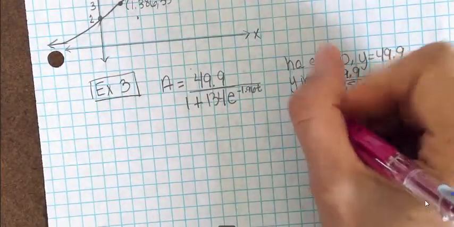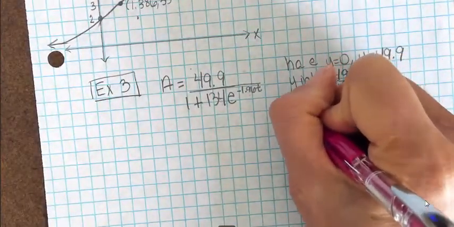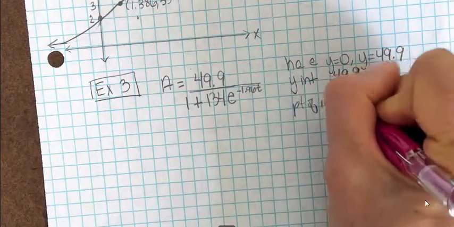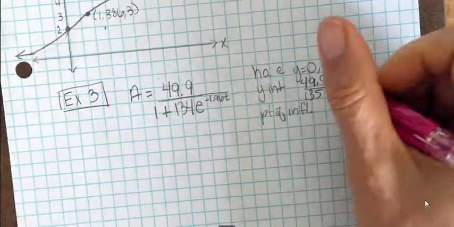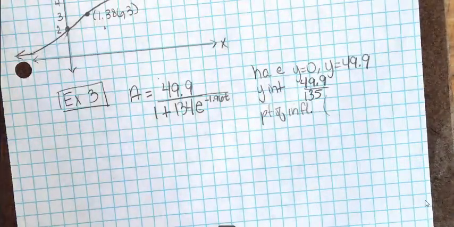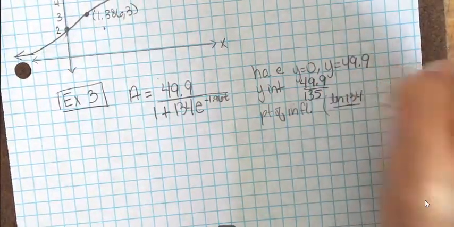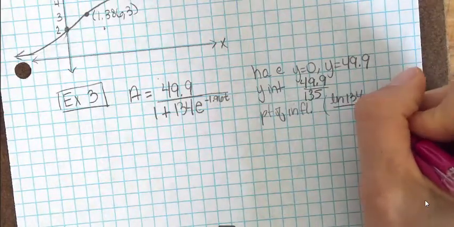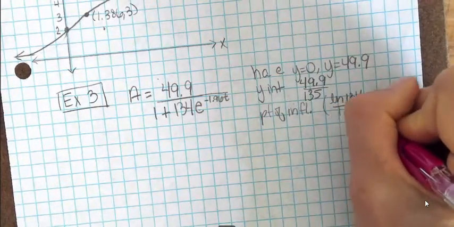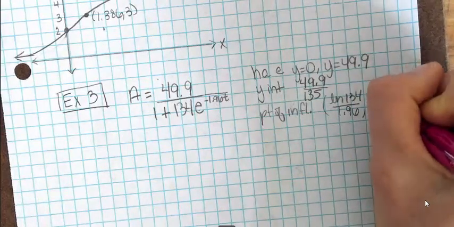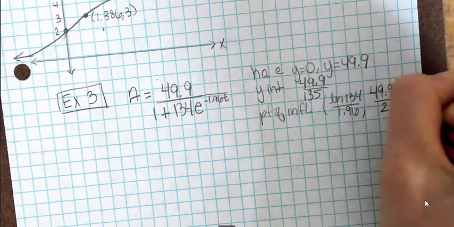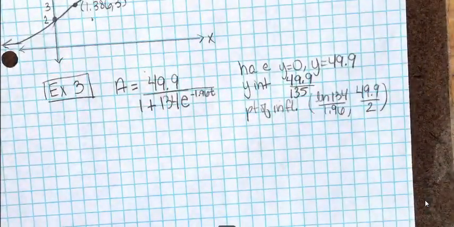And then we're going to have our maximum growth, or our point of inflection. And that's basically going to be the ln of 134 over our rate, which is 1.96. And then we're going to take C, which is 49.9, and divide that by 2. So that gives us our point of inflection.